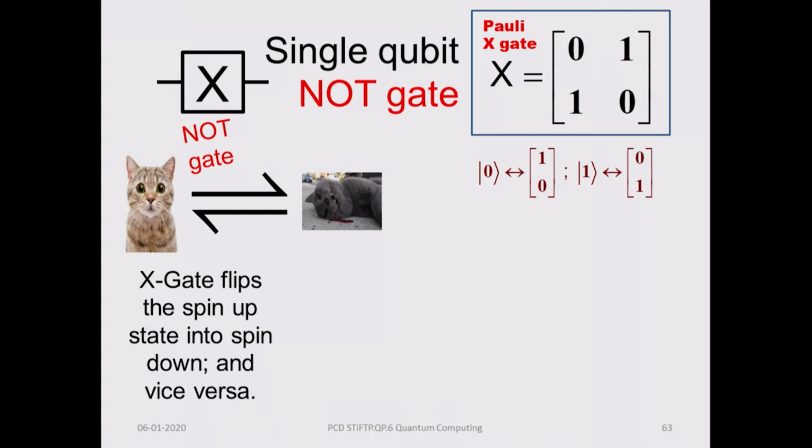a qubit. So that's exactly what quantum mechanics can do, which there is no classical analog for this, right?